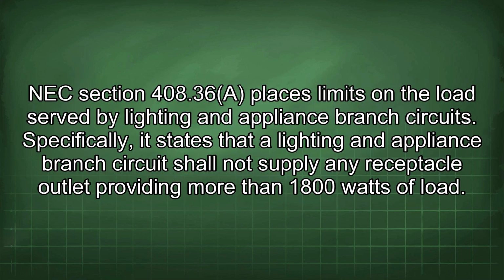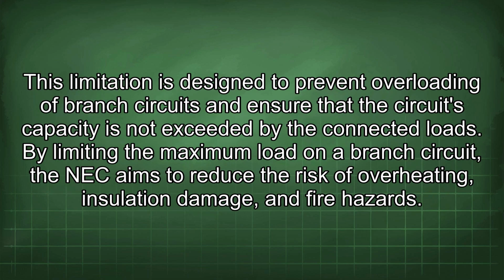NEC Section 408.36 places limits on the load served by lighting and appliance branch circuits. Specifically, it states that a lighting and appliance branch circuit shall not supply any receptacle outlet providing more than 1800 watts of load. This limitation is designed to prevent overloading of branch circuits and ensure that the circuit's capacity is not exceeded by the connected loads.